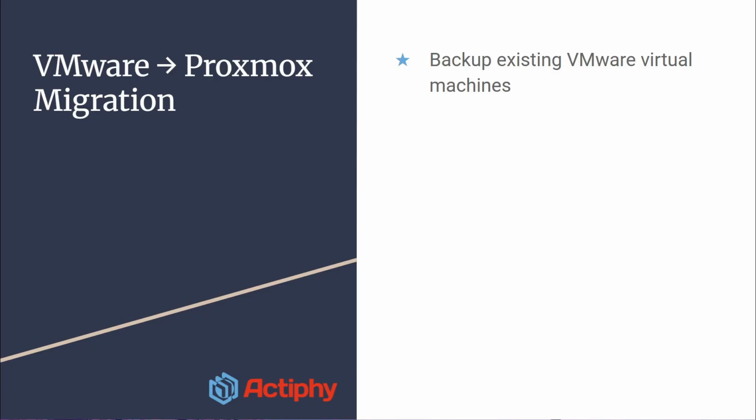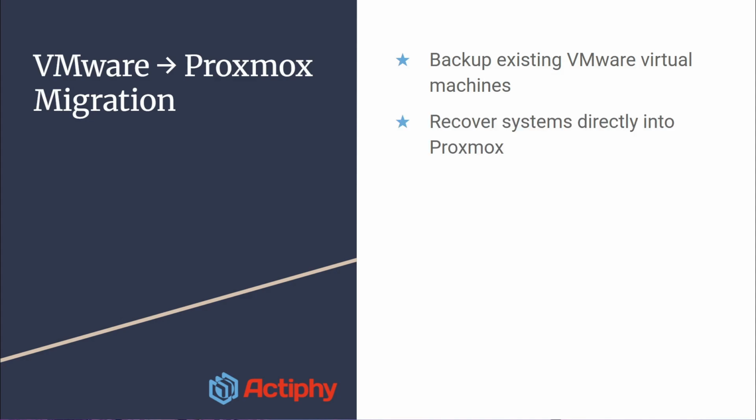For MSPs, this provides a safety net. If something goes wrong during migration, you're not troubleshooting blind. You have a recoverable, restorable image of the original system. Protection comes first, migration comes second. And that sequence dramatically reduces risk.